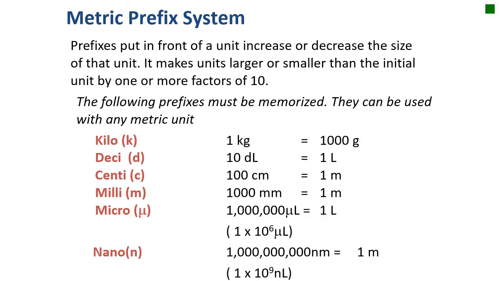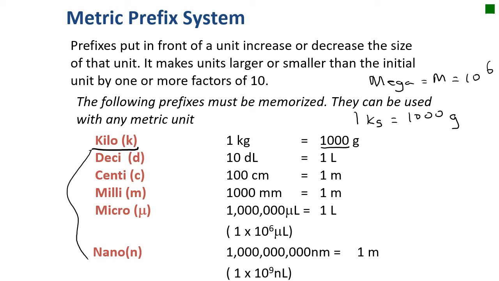All right, metric prefix system. These are the ones I need you to memorize. I need you to realize that a kilo, which is a lowercase k, means 1,000. So if you have 1 kilogram, you're going to have 1,000 grams. In your head, probably put mega as well. A mega is a capital M, and it's a million, 10 to the 6th.